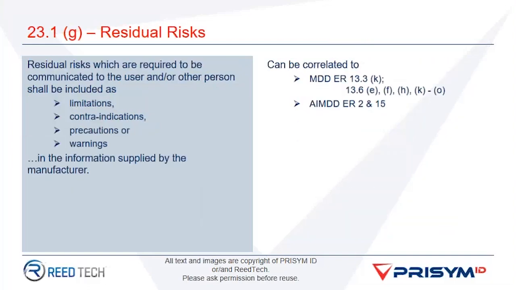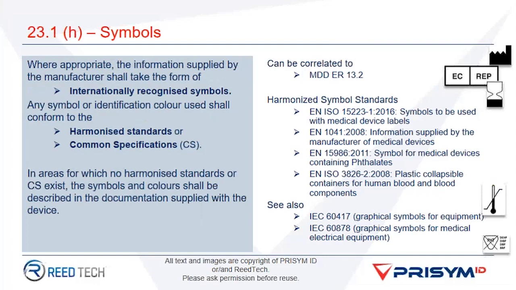The inclusion of residual risk information is pretty much in line with the previous regulations, so there's nothing to get too excited about here. And the last item in this section that we're going to look at is the use of symbols on labels. Again, this pretty much aligns with the previous regulations.